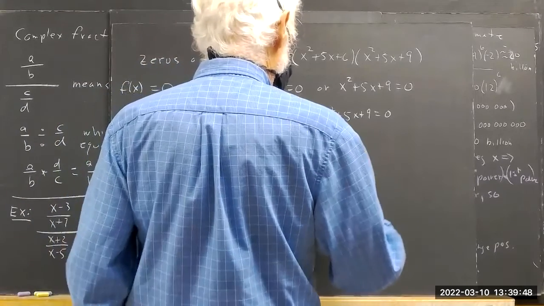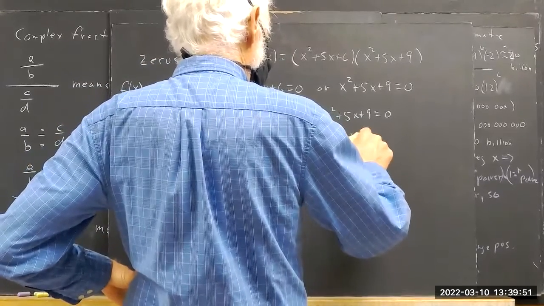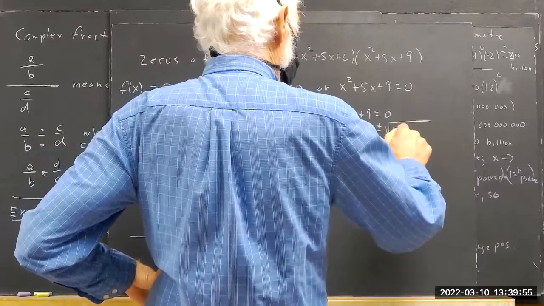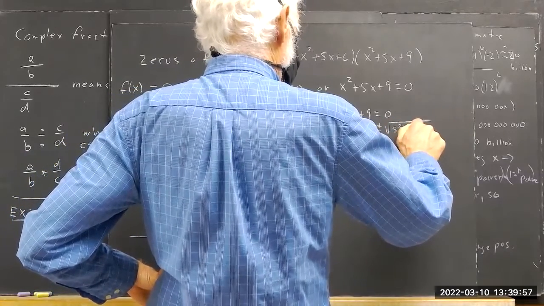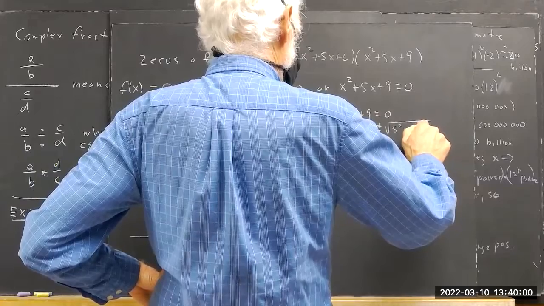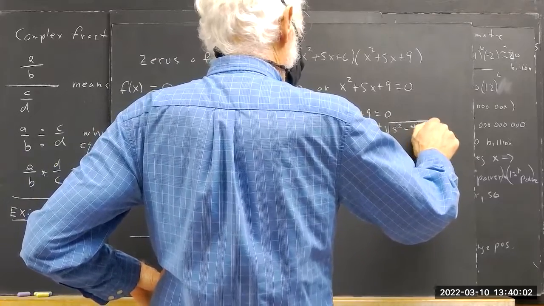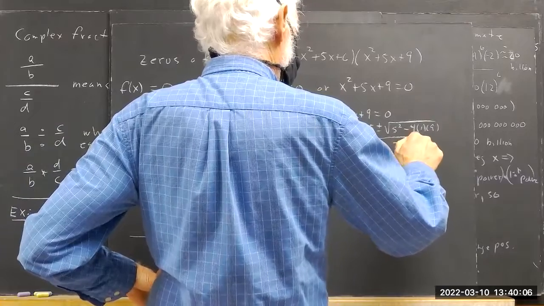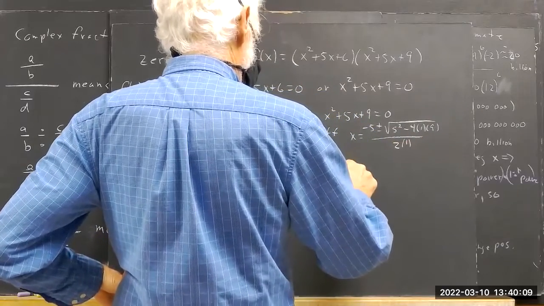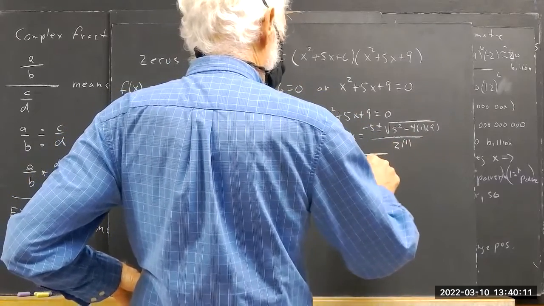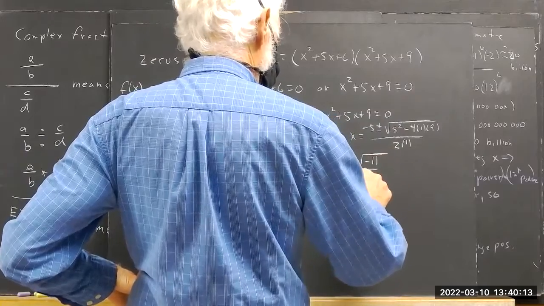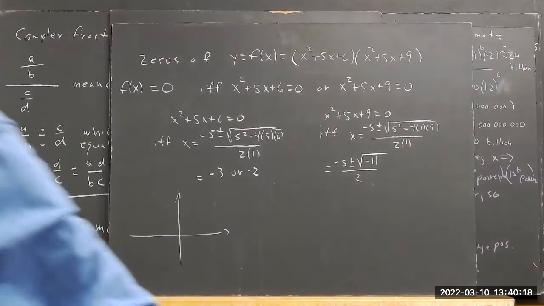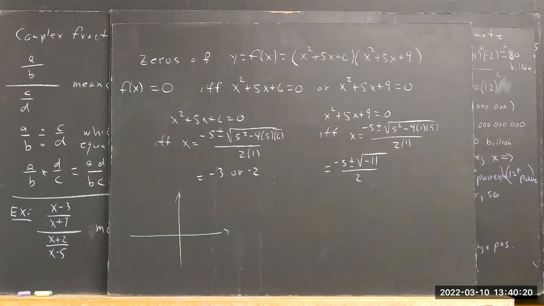x squared plus 5x plus 9 equals 0 if and only if x equals -5 plus or minus the square root of 5 squared minus 4 times 1 times 9, over 2 times 1. That's -5 plus or minus the square root of -11. Uh-oh. What are we going to do about that? Put a negative under the square root, under the radical.